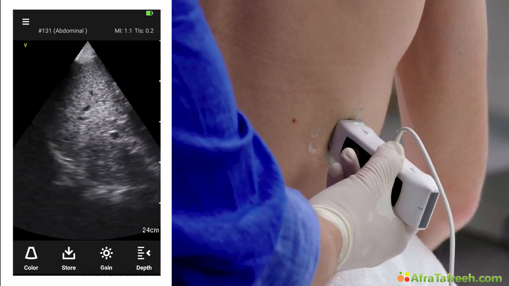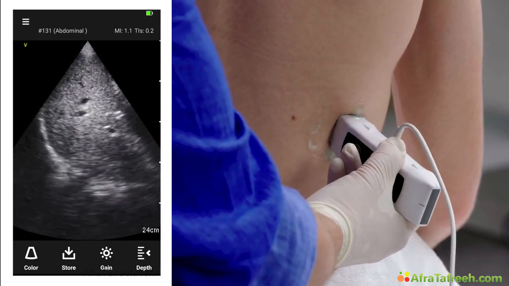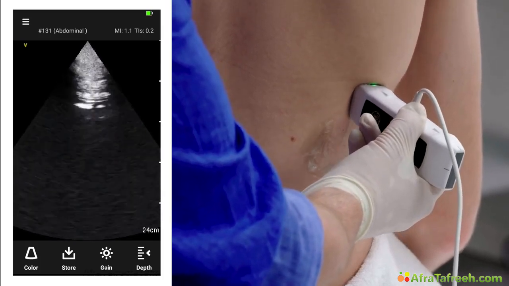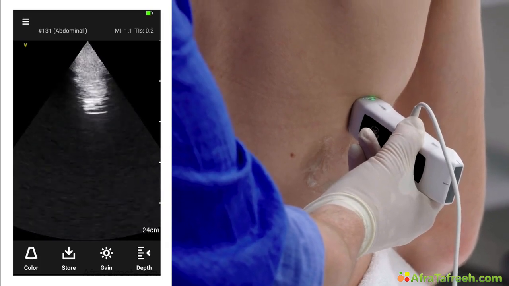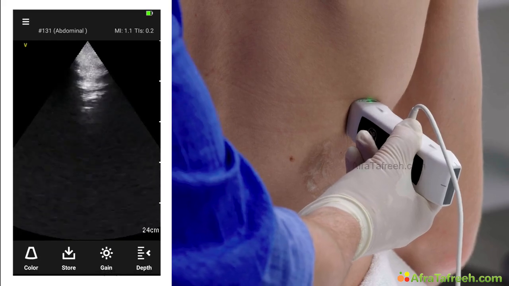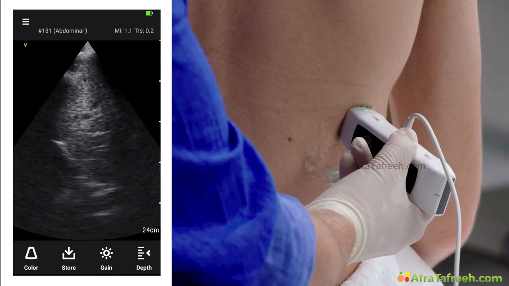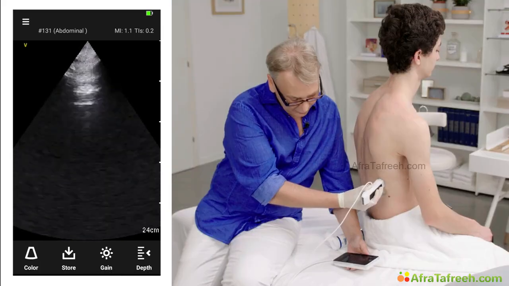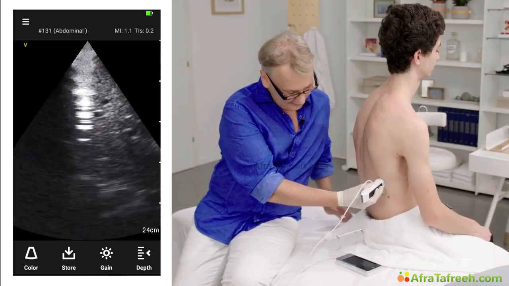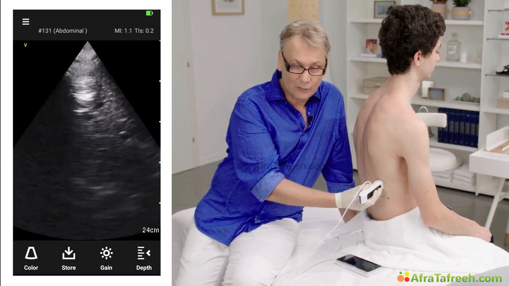Now, if I move the transducer up a little bit, you will see that all of a sudden I only see lung tissue. I see the typical A lines. So I'm quite sure that there is no fluid within the pleural space. There's another way to look at it. This is a tip that I would like to give you, which I find quite helpful.